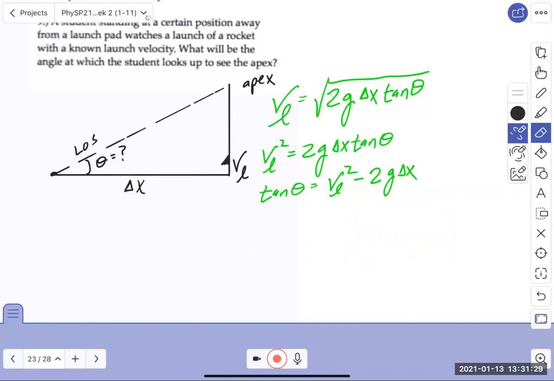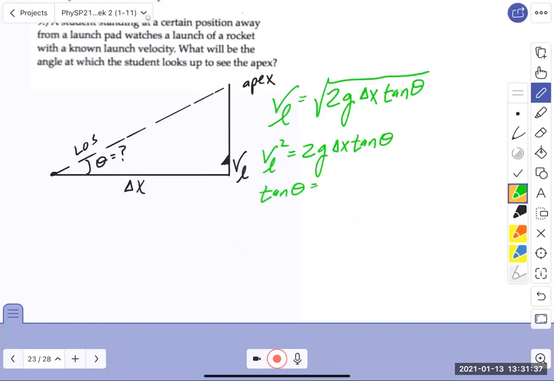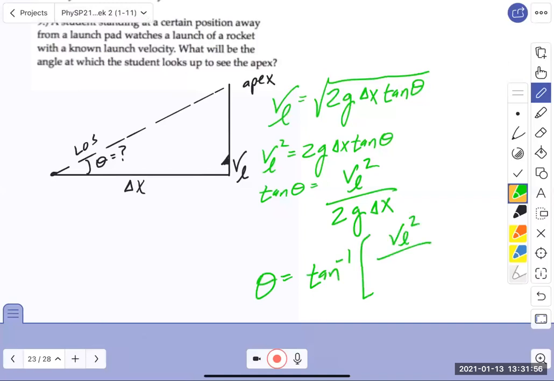Good grief. Getting tired. Two zoom points for that. So tan theta, thank you for that. I knew something wasn't right about that. V L squared over 2G delta X. Thank you. So theta then equals inverse tangent of V L squared over 2G delta X, right? That looks good. Okay, thank you.